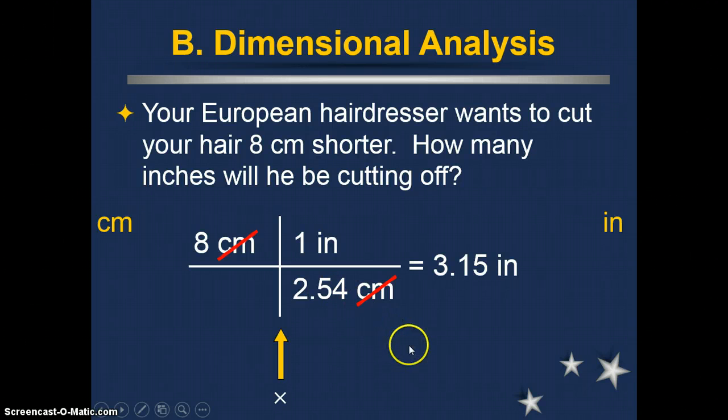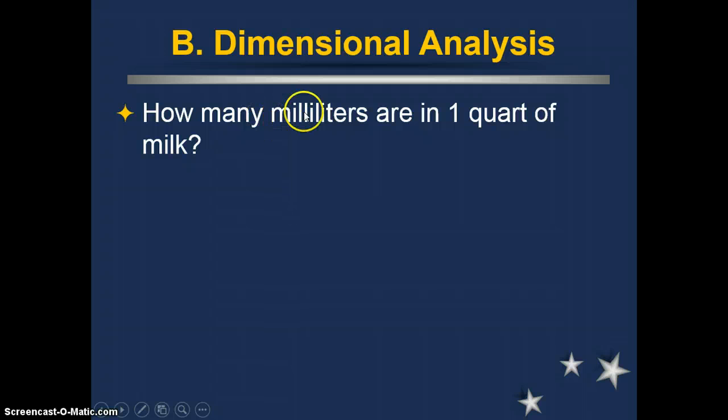Let's try another one. How many milliliters are in 1 quart of milk? A couple things going on here. We do have the quart one up there. 1 liter is 1.057 quarts. So look at your conversion factor. We're starting with quarts, we're ending in milliliters. So let's start with our 1 quart.